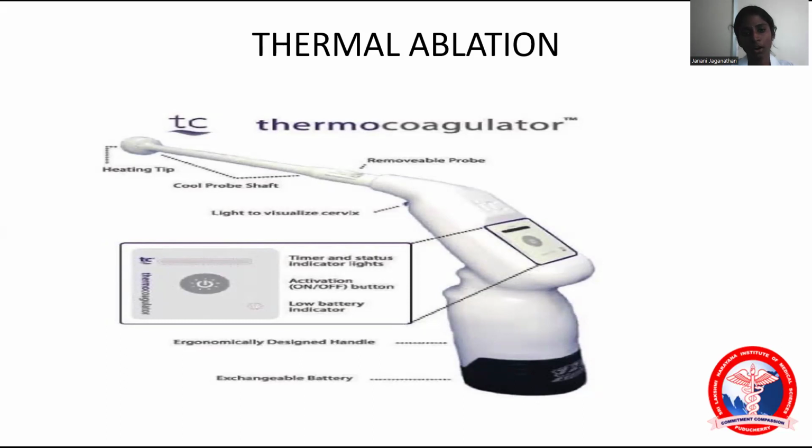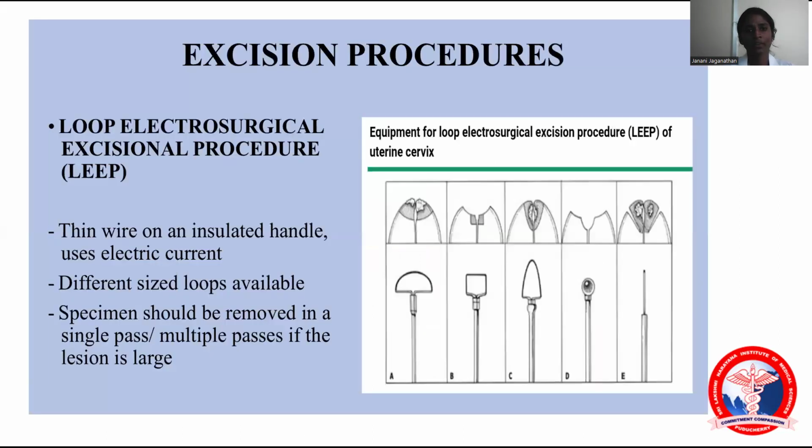Activation button, on/off button, and a low battery indicator will be there. Here electrocautery will be used. 5 to 7 millimeter depth of the cervical tissue will be destroyed with the help of this thermal ablation. This is battery operated.